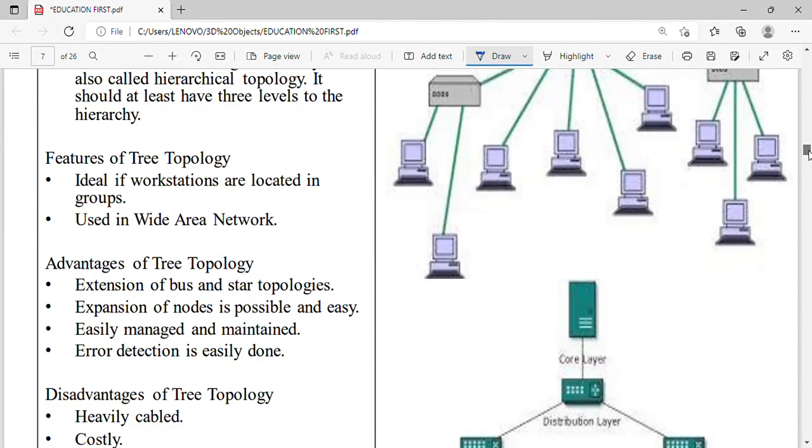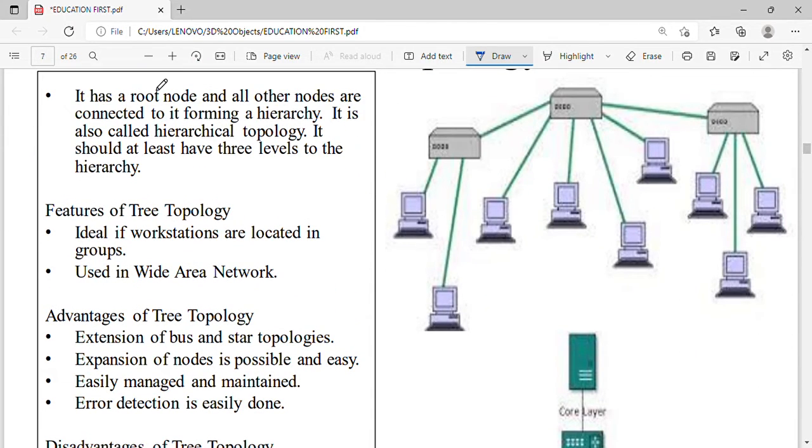Tree topology: it has a root node. All other nodes are connected to it, forming a hierarchy. It is also called hierarchical topology. It should have at least three levels in the hierarchy. Ideal if workstations are located in groups. Used in wide area networks. It is an extension of bus and star topologies.